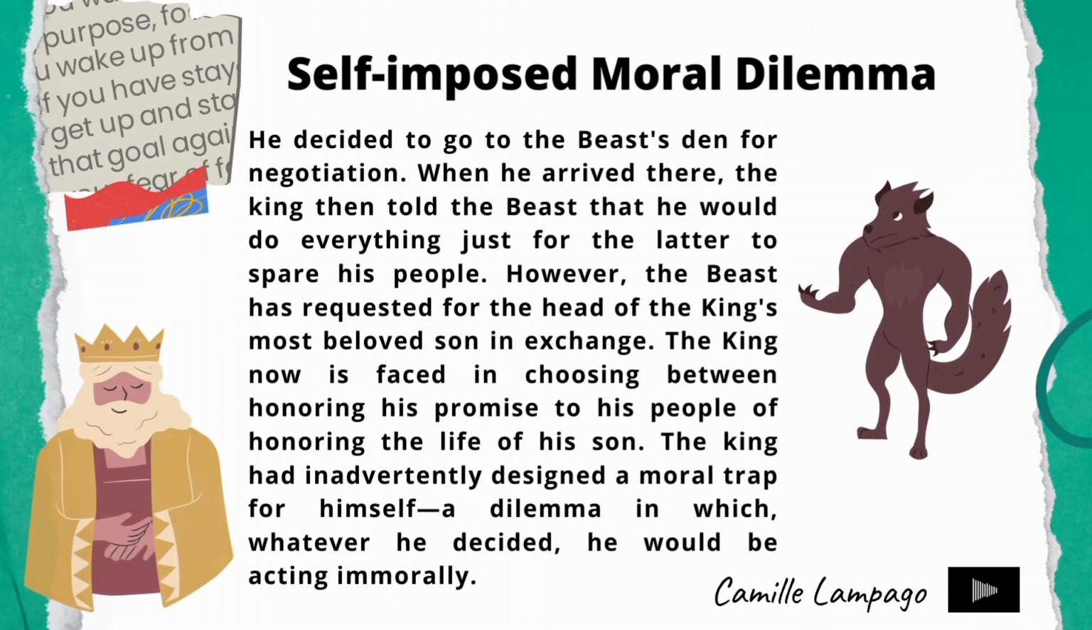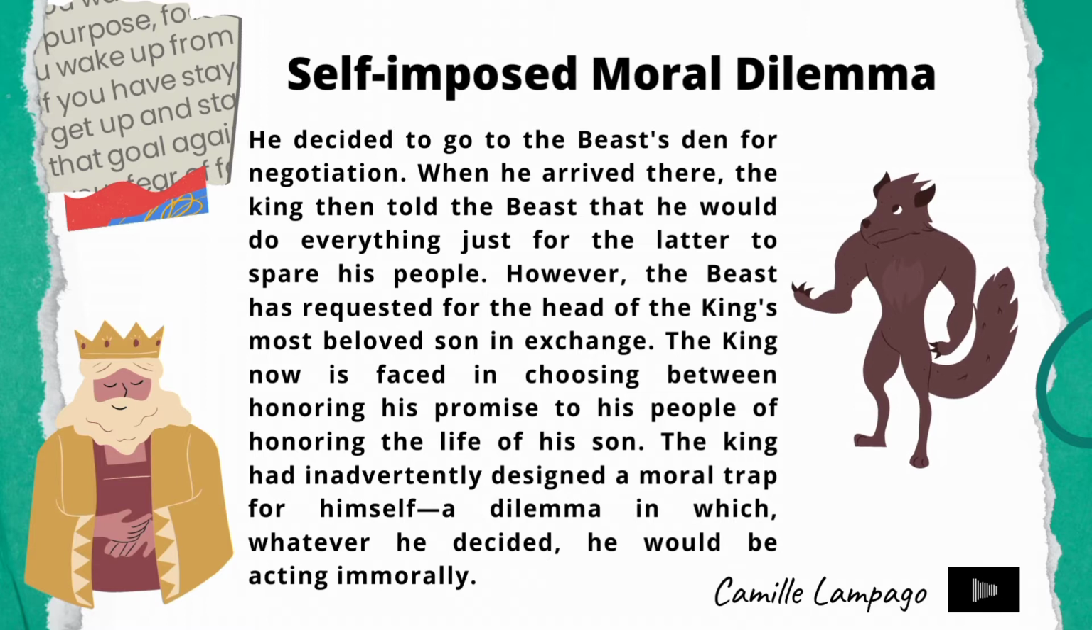He decided to go to the beast's den for negotiation. When he arrived there, the king told the beast that he would do anything just for the latter to spare his people. However, the beast requested the head of the king's most beloved son in exchange. The king had inadvertently designed a moral trap for himself, a dilemma in which whatever he decided, he would be acting immorally.